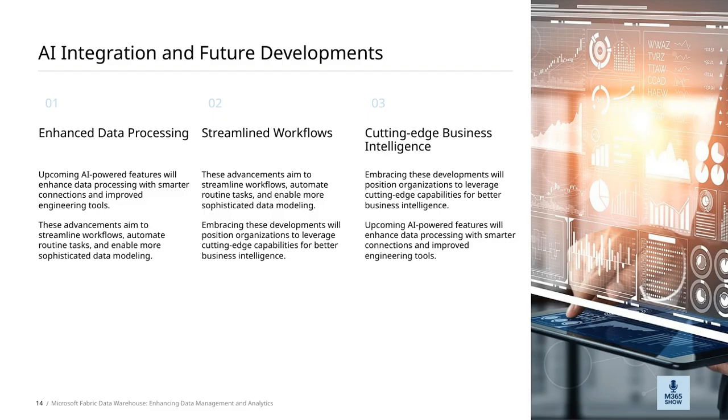This automation frees up valuable resources, allowing teams to focus on more strategic activities. Plus, these advancements enable more sophisticated data modeling, giving us deeper insights and more accurate predictions. All of this ties back to our overall theme of leveraging cutting-edge technology to drive better decision-making. By adopting these innovations, organizations will not only improve their current data management, but also position themselves at the forefront of business intelligence in the future.